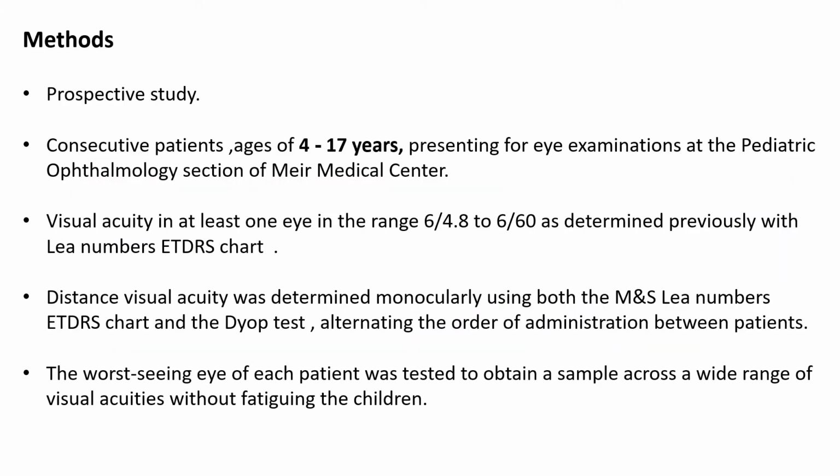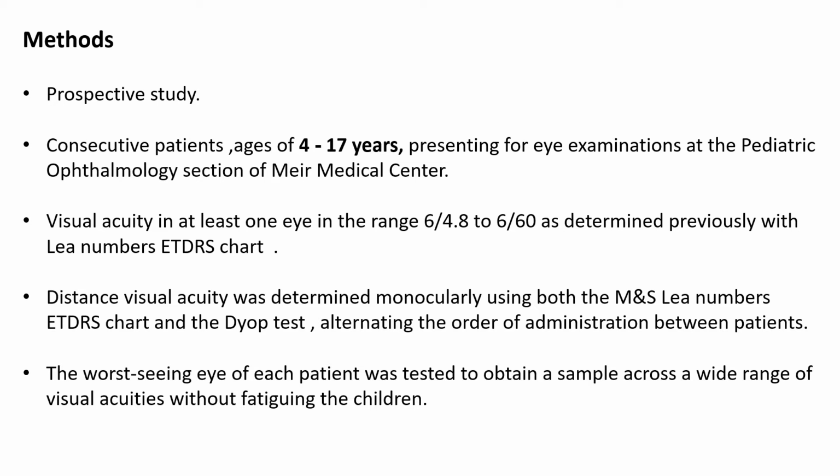Our research was a prospective study. Consecutive patients aged 4 to 17 years presenting for eye examination at the Paediatric Ophthalmology section of Meir Medical Center. Visual acuity in at least one eye was in the range of 6/4.8 to 6/60, as determined previously with the Lea Numbers ETDRS chart. Distance visual acuity was determined monocularly using both the Lea Numbers ETDRS chart and the DYOP test, alternating the order of administration between patients.